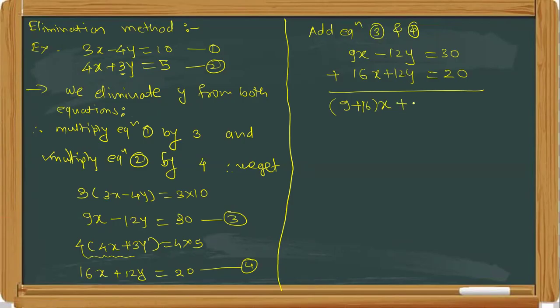Now this minus 12 plus 12 is 0, so y is 0. Equals 20 plus 30, which is 50. So it will be 7x equals to 50. So it gives us x equals to 50 upon 25, which is equal to 2. x is equal to 2.